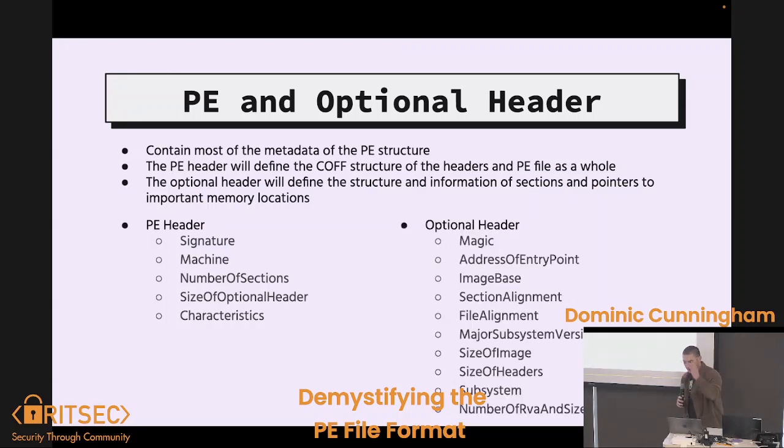So your optional header will contain a lot more of the information about the PE structure and the subsequent sections of that PE. So things like the image base, the size of the image, the size of headers, and then the number of relative virtual addresses and sizes of those. And one of the most important things here, which we'll go into more in depth later in the presentation, is the address of the entry point. This is the entry point that it uses for execution. So this will be a relative virtual address that will always be used to begin the execution of the PE file.